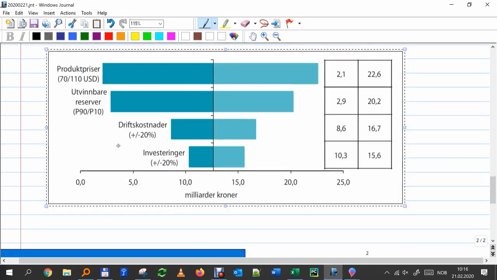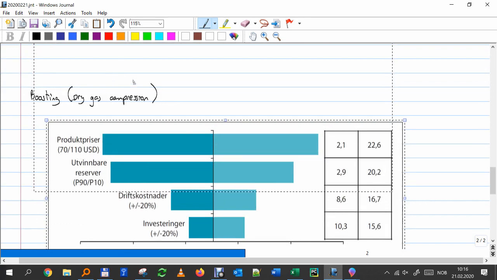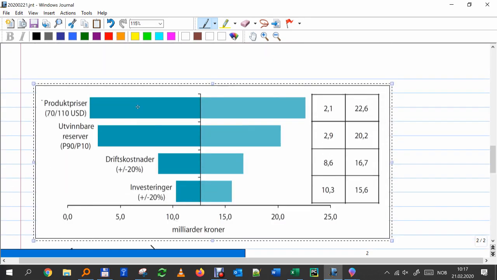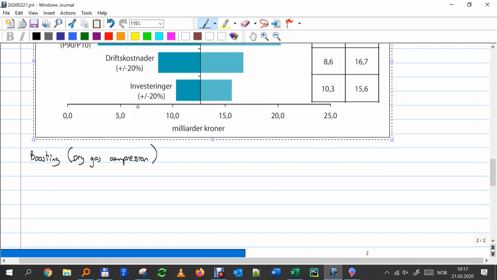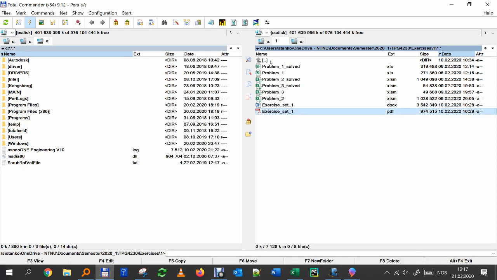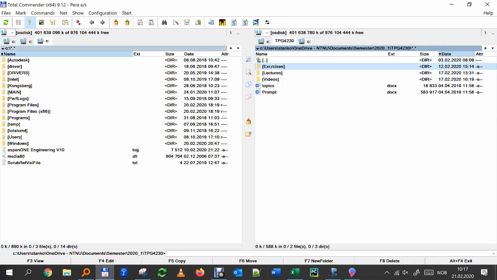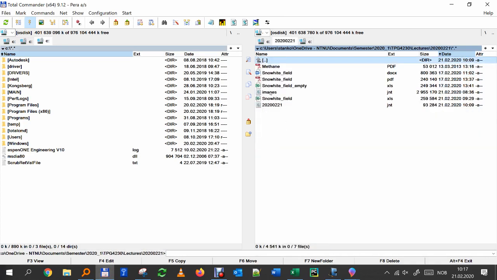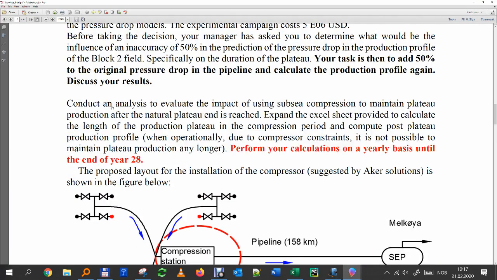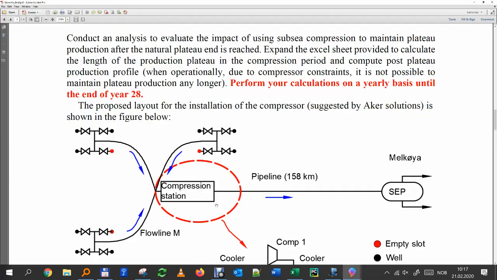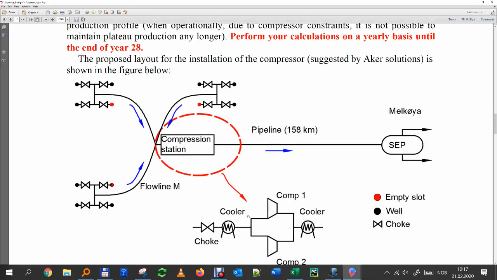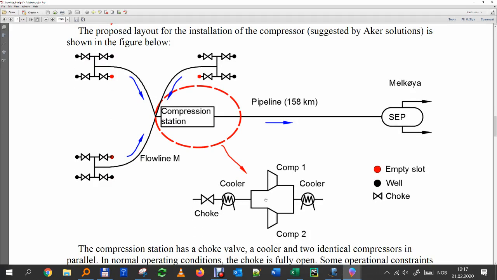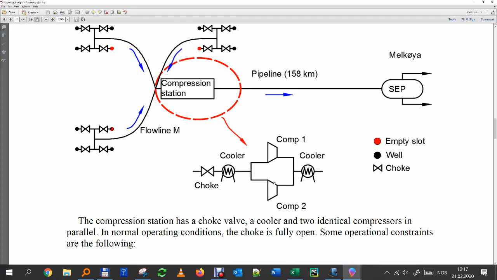Okay, so now I think we should have a class exercise that I want you to work in groups. You have to work on this part, where they are evaluating the use of a subsea compressor, which actually has two compressors in parallel, and you have a cooler. We will see now why you have a cooler, and how the real compression station looks like.